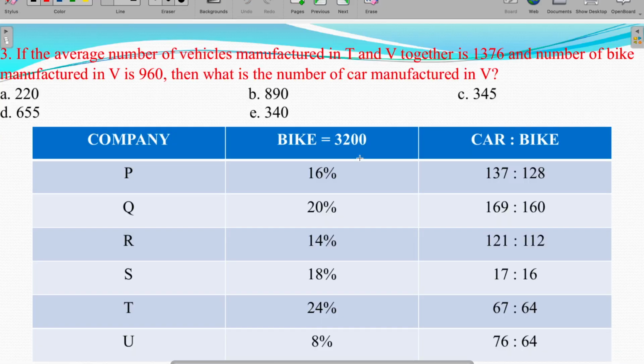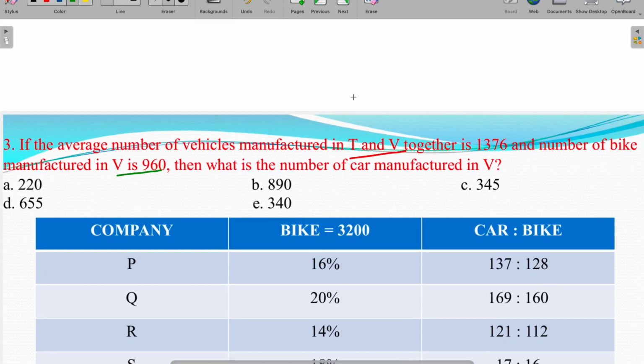Third question. If the average number of vehicles manufactured by T and V together is 1376, the total will be 1376. Average number of T and V. T I know the data, but V we don't know. But the number of bikes manufactured by V is 960. Then what is the number of manufactured cars in V?